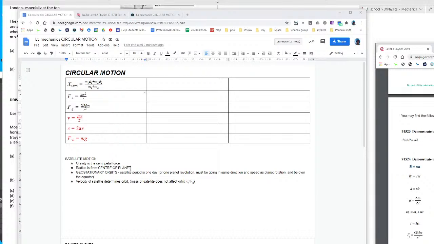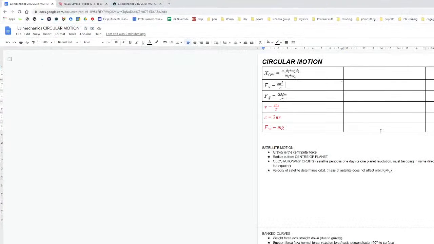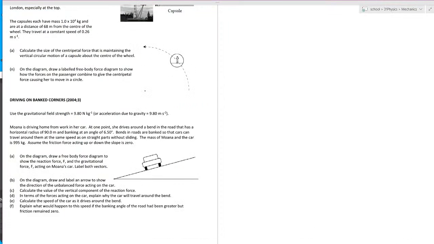So if the planet is revolving around, maybe I'll draw this. Hopefully you can see this. If we have a satellite, which I'll draw badly, that's orbiting the Earth, the Earth is going to be spinning around. We're looking down on it basically, and the satellite is going to be orbiting around the Earth.